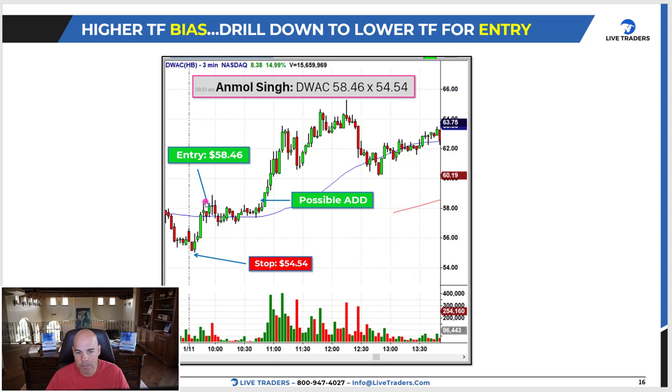So you possibly add pretty much where you got in, right? Possible add pretty much in the same spot, 58, 50-ish, and you could have raised your stop to 57 if you so choose. That's up to you. And it rips, pulls back and rips. Went to, I don't know, $66 or something like that yesterday. So it ended up being a good trade, but not a home run because they didn't add. But the possibility to add was there.